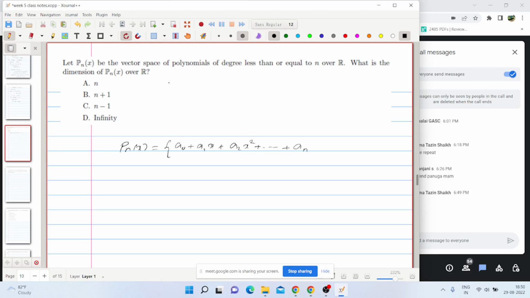So this is our Pn(x), that means the set of all polynomials of degree up to n. Even though I am writing this up to degree n, if I take an equal to 0, I will get degree up to n minus 1. So this is what it means: degree less than or equal to n. I can take any polynomial of degree less than or equal to n in this combination, so I am writing Pn(x) as the set of all these elements. Okay. So the question is the dimension of Pn(x). So we need to find a basis for Pn(x).